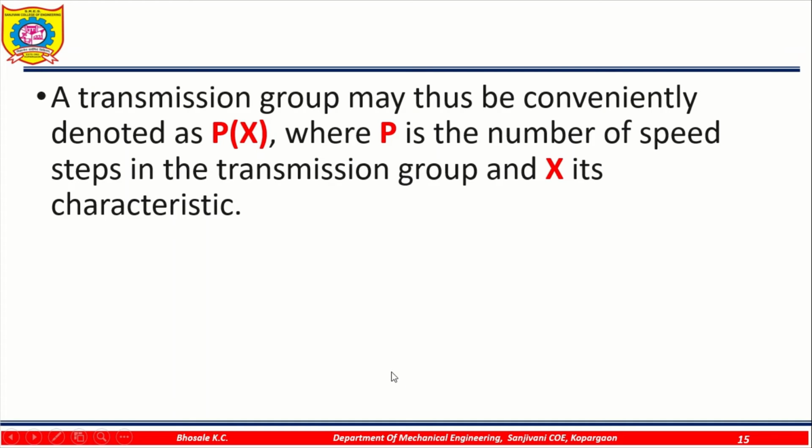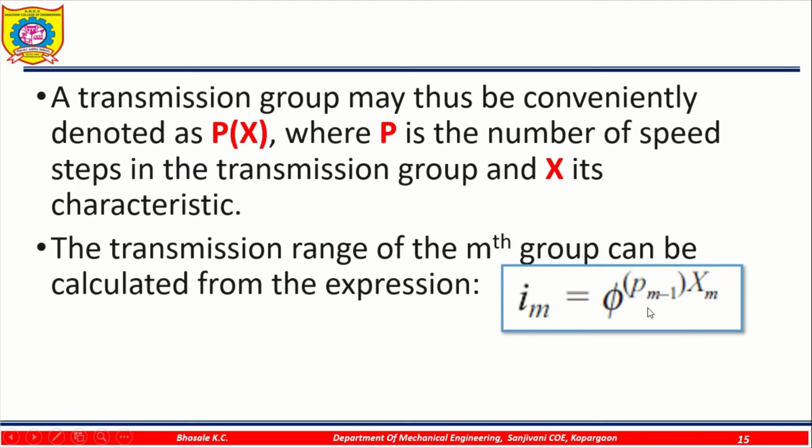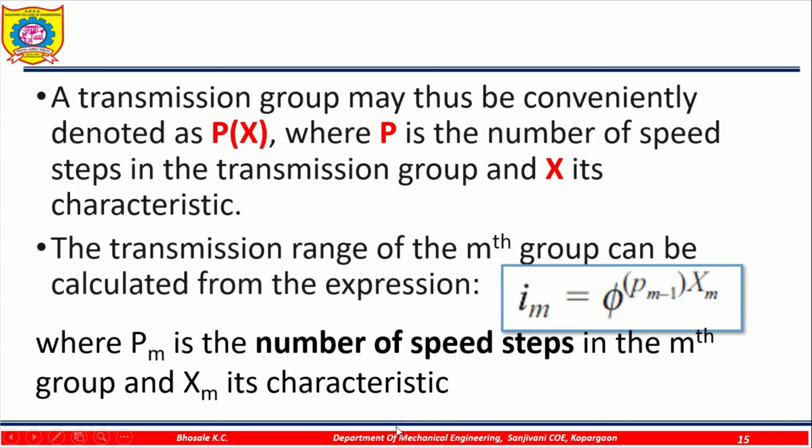The transmission group may thus be conveniently denoted by P and X, where P is the number of speed steps in the transmission group and X is its characteristic. The transmission range of the mth group can be calculated from the expression Rm equal to phi raised to (Pm minus 1) into Xm, where Pm is the number of speed steps in the mth group and Xm is its characteristic.